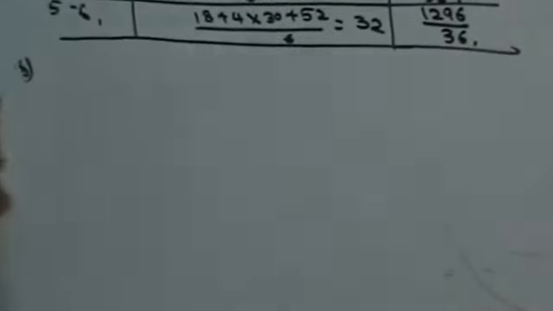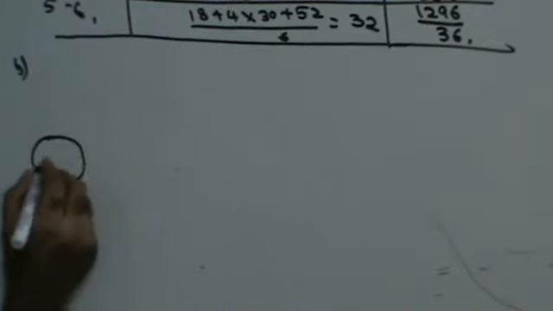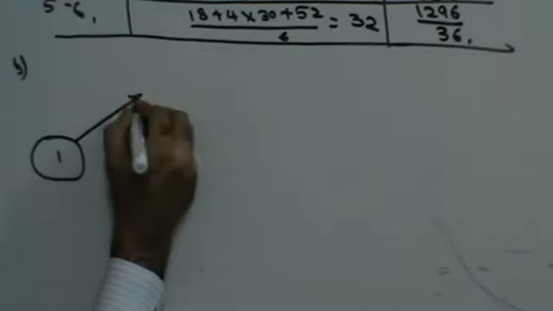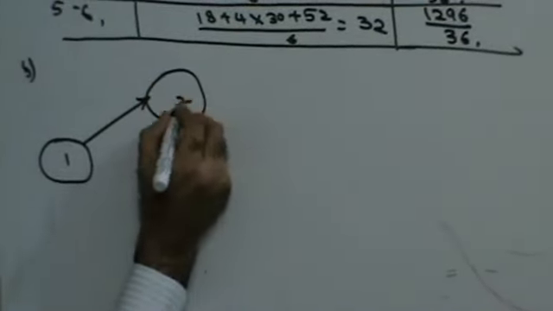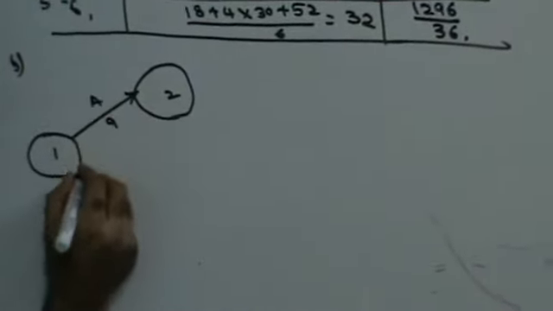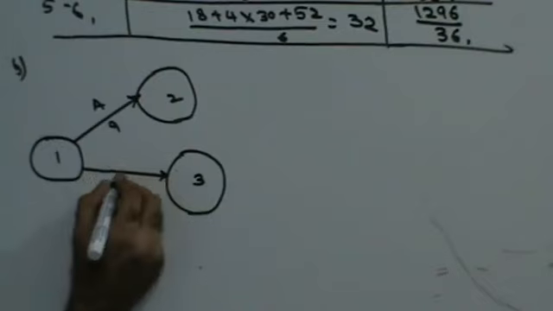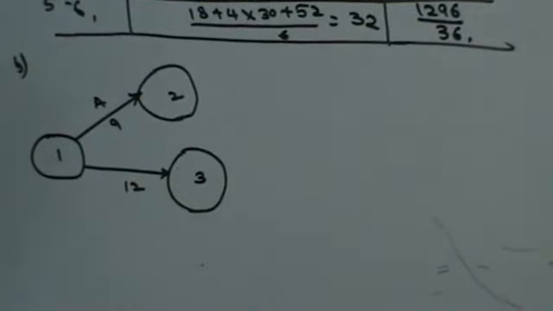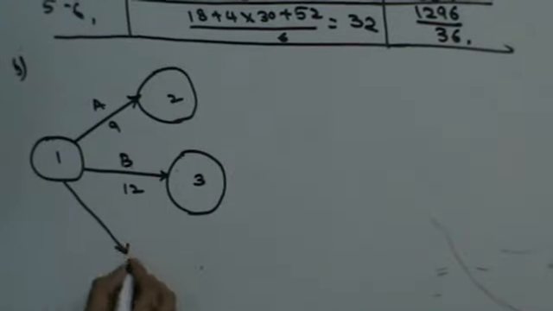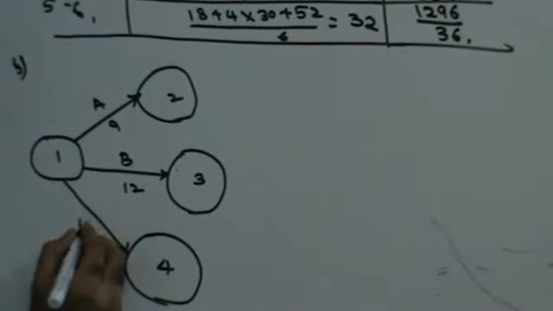Let's see a network diagram, guys. They've given you from 1 to 2, 1 to 3, 1 to 4. So from 1 to 2, the estimated time is 9. We call this activity A. Then from 1 to 3 is 12. The time is given to you in days, so 12 days, we'll call this activity B. And then from 1 to 4 is 15 days. We'll call it C.